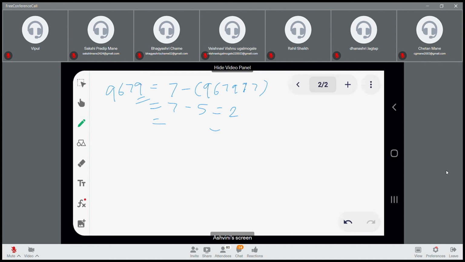Okay, so now I think the idea of rehashing is clear. Why we are going to double the size of the table. Got this? Yes, ma'am. Everyone? So you can make a note below this table that there is no place for 1989 as well as 9679.